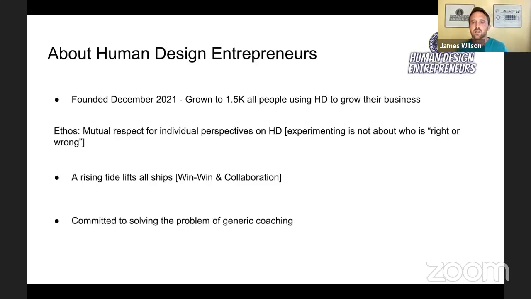The ethos of the community is a mutual respect for individual perspectives of human design, because I'm very clear on it being an experiment. I think ultimately human design is about an experiment, and it's not about deciding who's right or wrong or dogma or orthodoxies or trying to tell people what to do. I really believe in a win-win situation for everybody and collaboration, that if you're doing well, I'm doing well, and vice versa, and a rising tide lifts all ships.